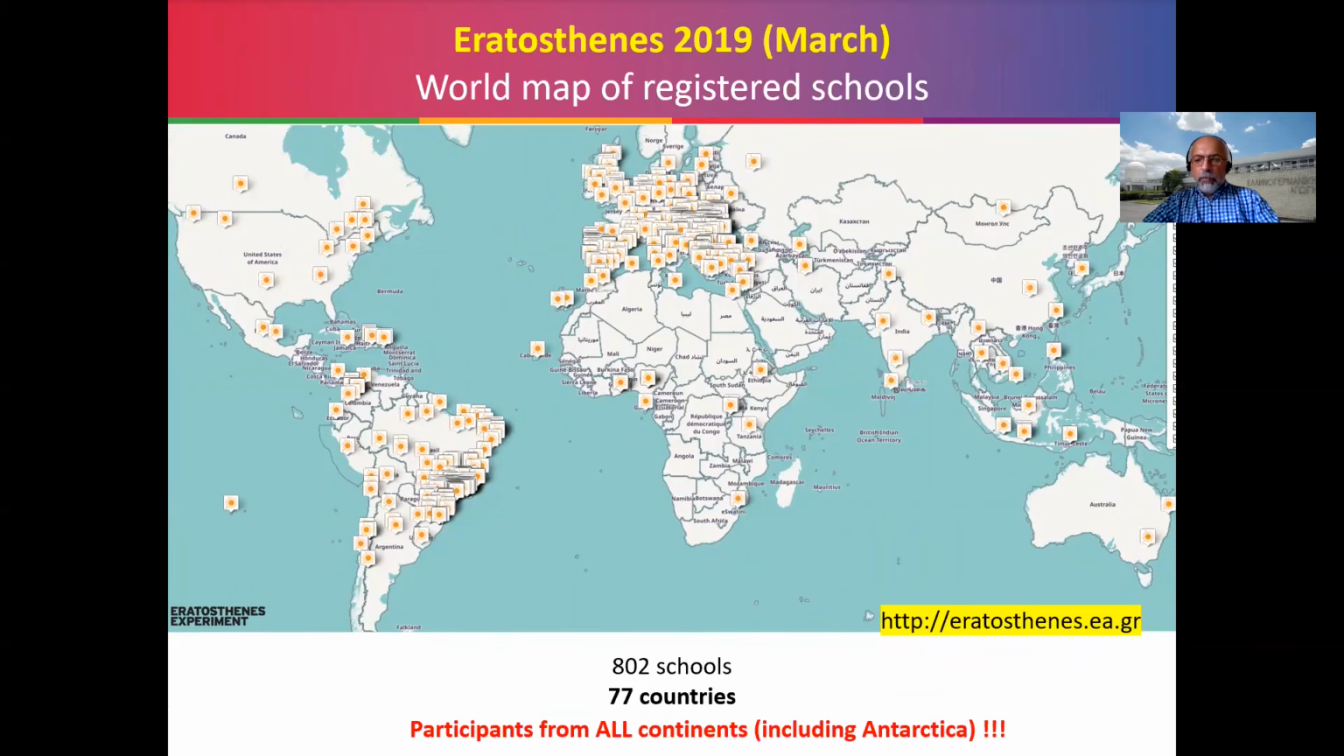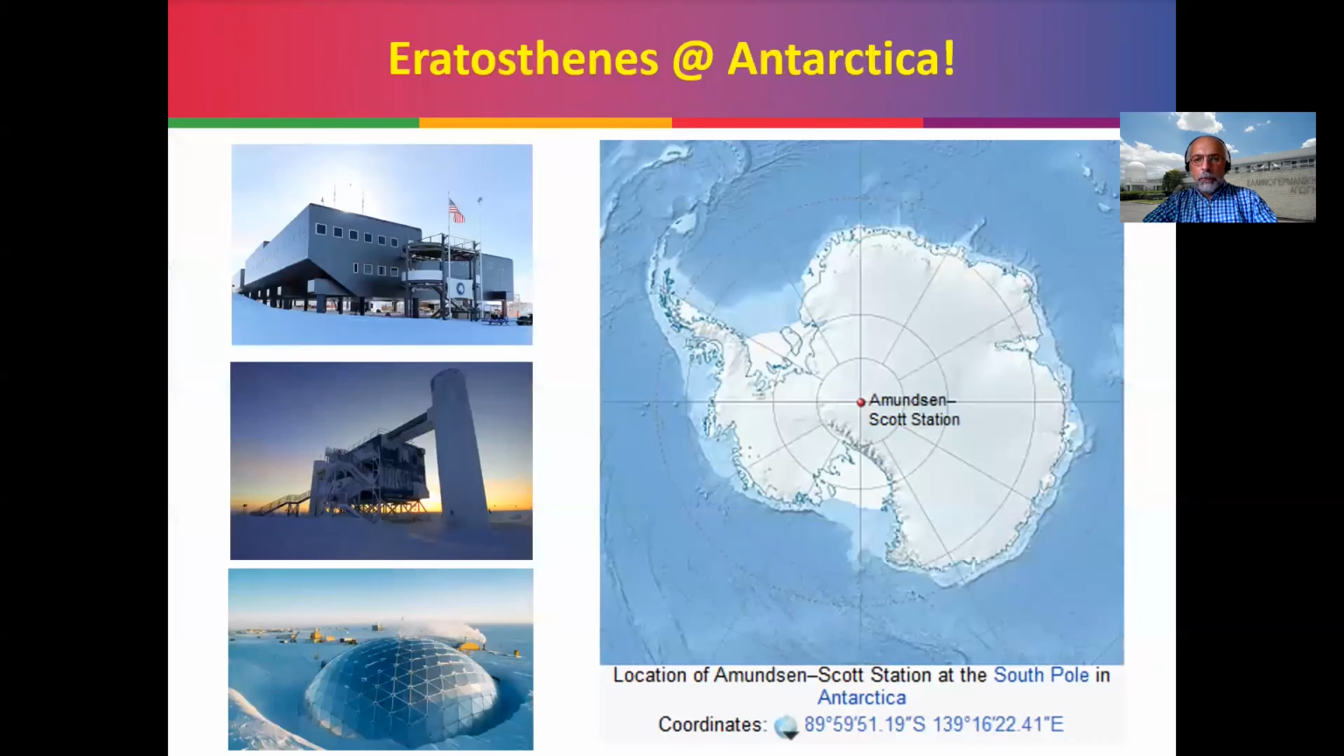We have a website, eratosthenes.ea.gr, where you can go and register your school, and we will try to find and match you with another school. In 2019, we had 802 schools participating from 77 countries. Basically, we had participants from all continents, and I will show you later some images from Antarctica. The more schools we have, the better chance there is to find someone with the same longitude as you.